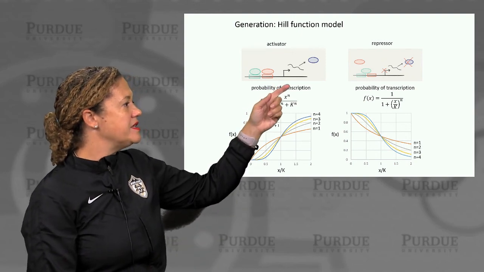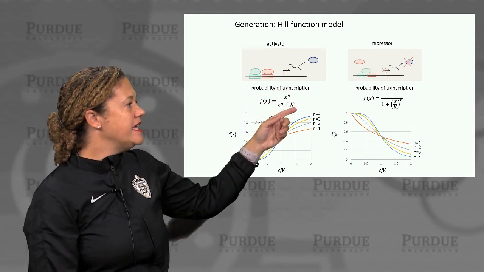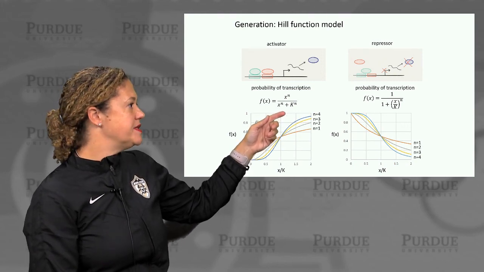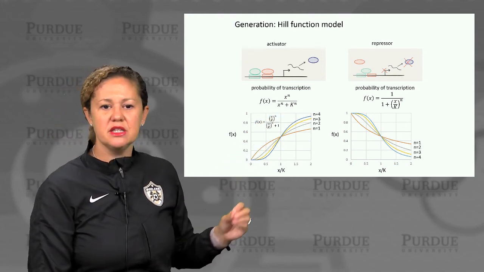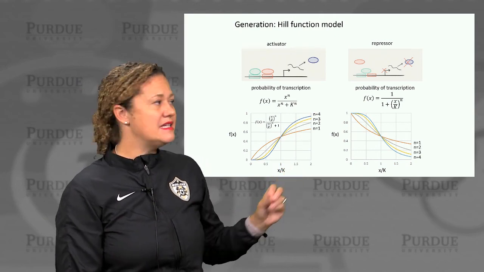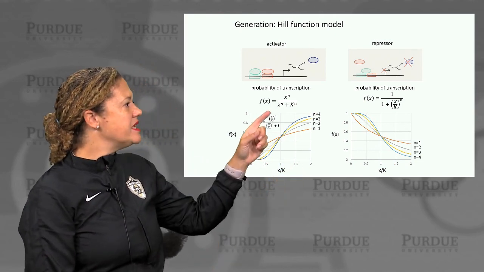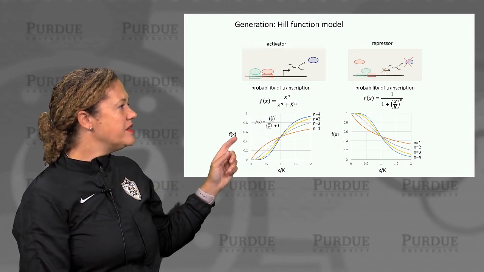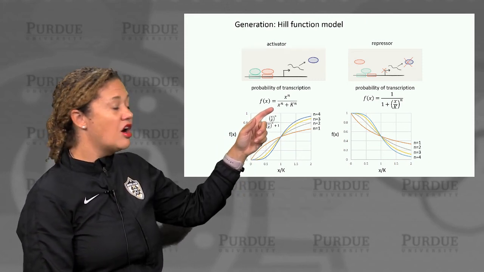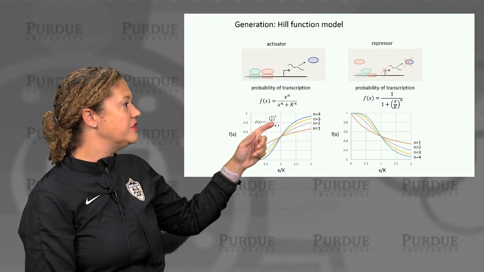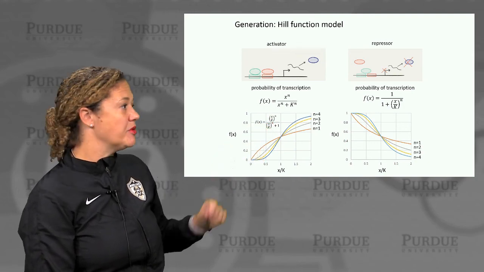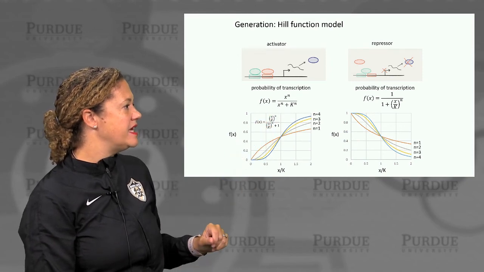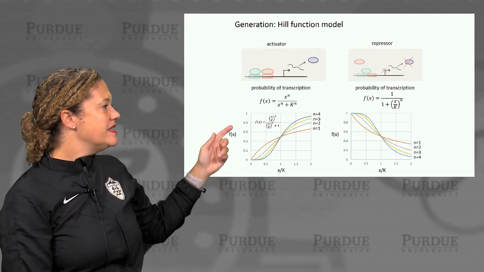So we have X raised to the power of N divided by X to the power of N plus this new parameter we're introducing, K to the power of N. And we'll see a little bit more clearly what K is in a minute. So if we then look at this function, and now we've normalized our transcription factor level relative to this K parameter. So I've just divided this whole thing by K raised to the N. And now we can plot this f of X.